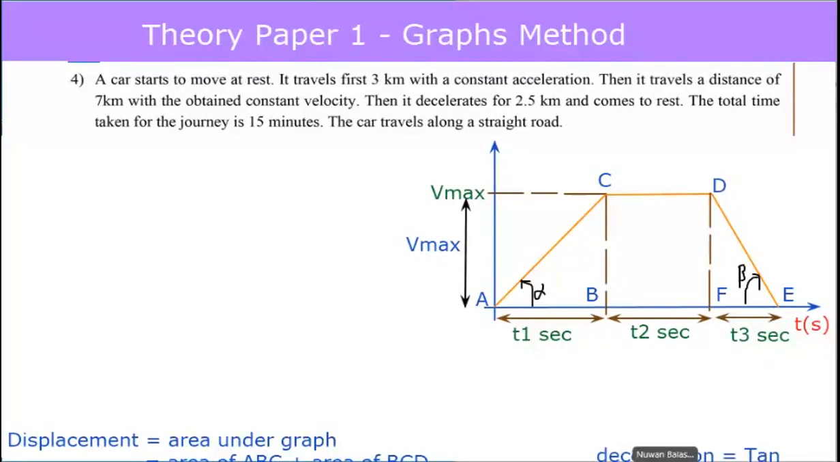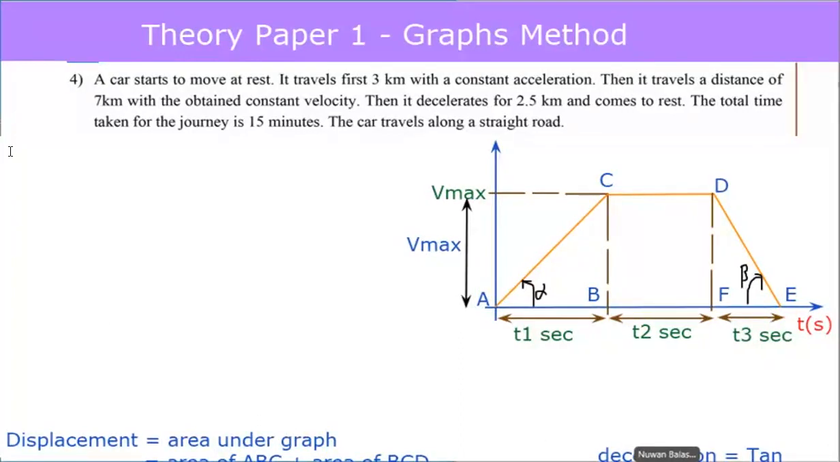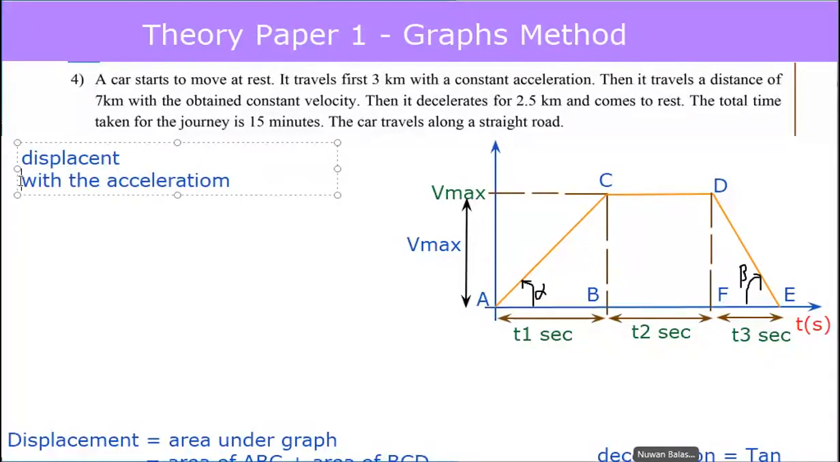Right. May I write an equation like this there? Look at the board. Displacement with the acceleration. If I write that displacement with the acceleration, that is again area under the graph.